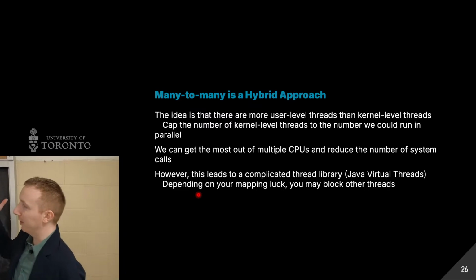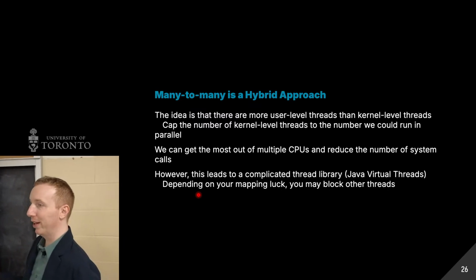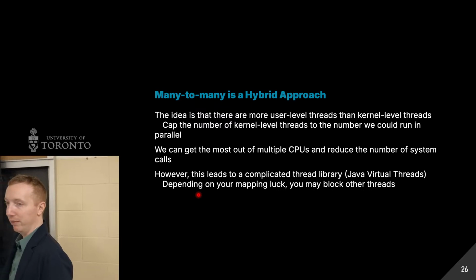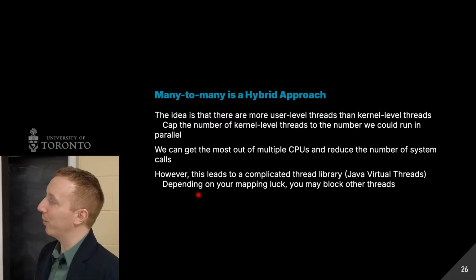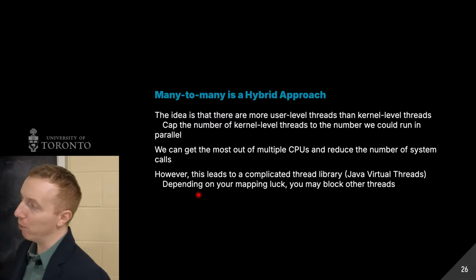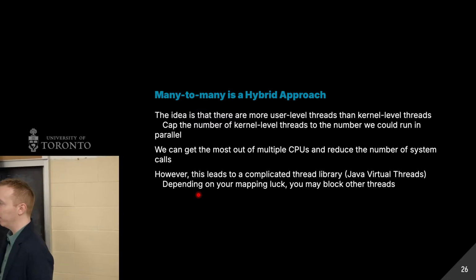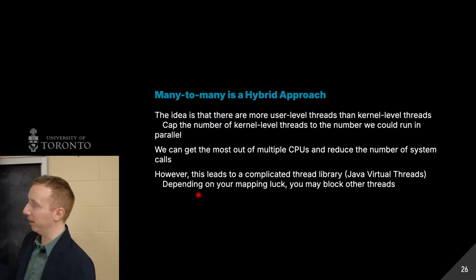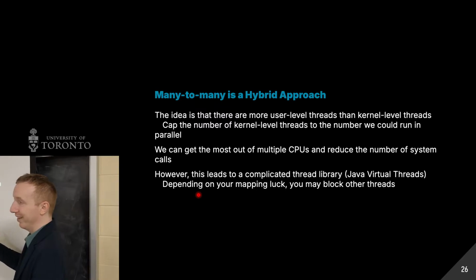So let's consider, I don't know, I have 4 CPU cores and I have 100 user threads. So I map 25 user threads to one kernel thread for this Java Virtual Threads thing. Well, let's say only 4 of those threads do something that blocks. Well, I could get lucky and have one of each of those 25 threads in that group of user threads mapping to the same kernel thread.